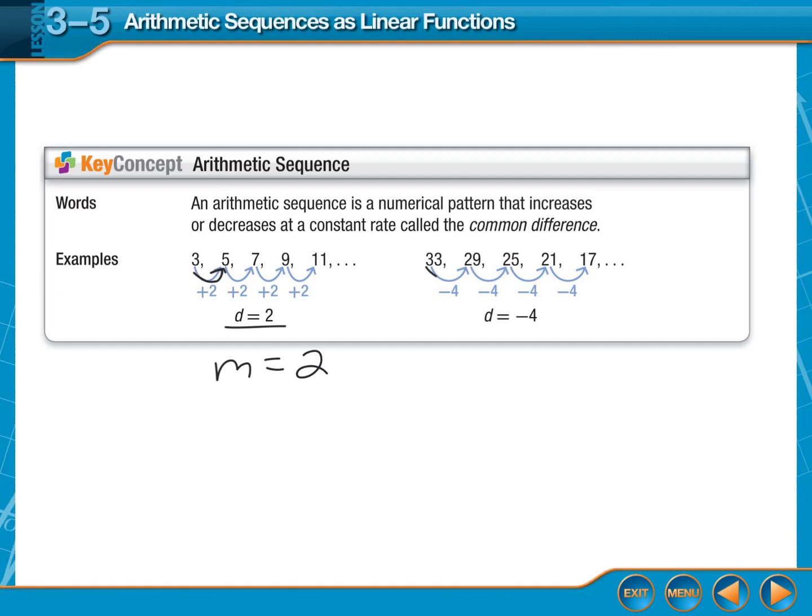Now we could also have a negative slope. From here, they noticed every single time it was going down 4. They were subtracting 4 from every term. So our m, or our slope, would be negative 4. When you see the d they use for common difference, remember we said common difference was like our slope, the slope of what's happening in between every point. Or common difference, think of pattern. What's the pattern in between every term? Any questions over this so far?